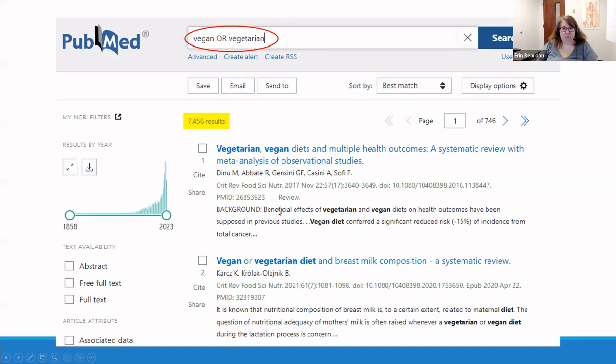And you'll have a lot of the same articles in here. We can see we've got vegetarian and vegan or vegetarian diet. We're also going to find articles that just talk about a vegan diet or that just talk about a vegetarian diet.